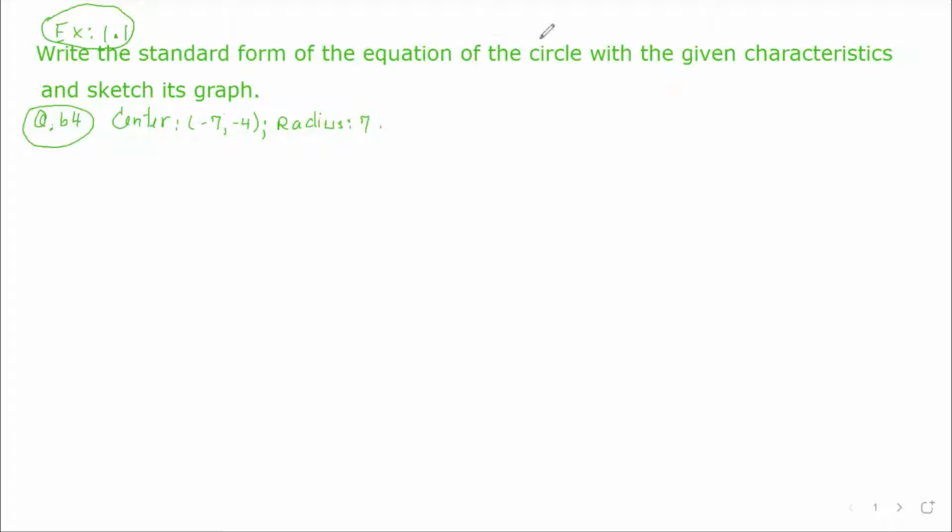Okay, find the standard form. Then we can see this one. Find the standard form, how to get the standard form. We use the formula first, see the solution. The formula is (x minus h) squared plus (y minus k) squared equals r squared, right?